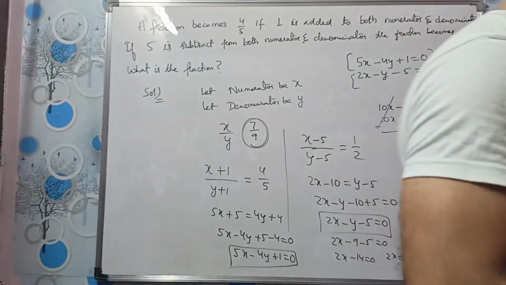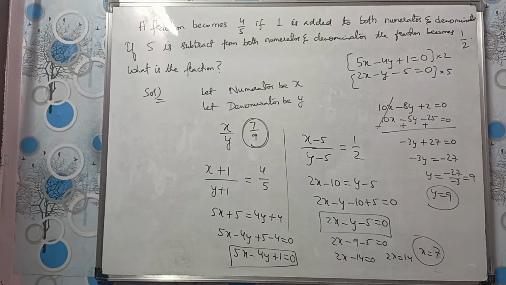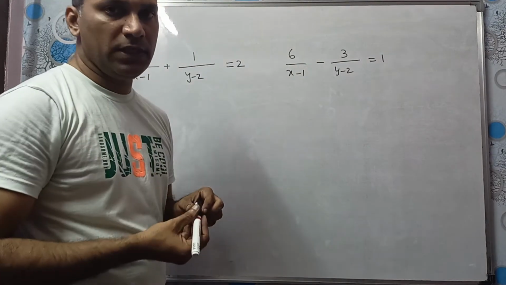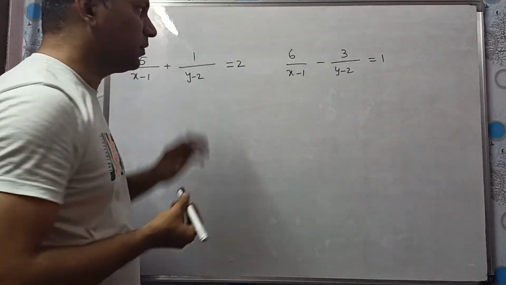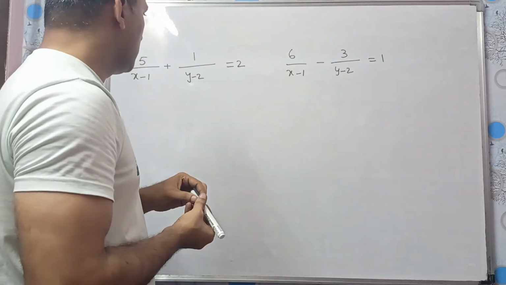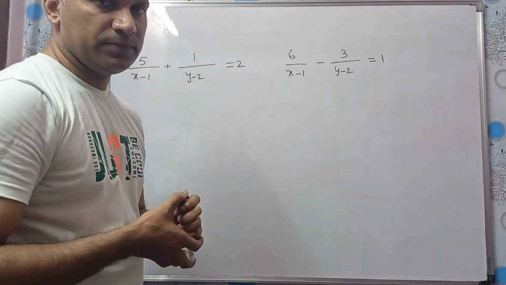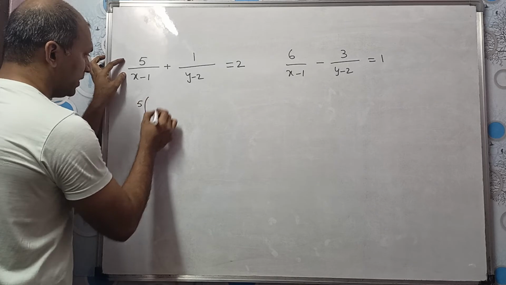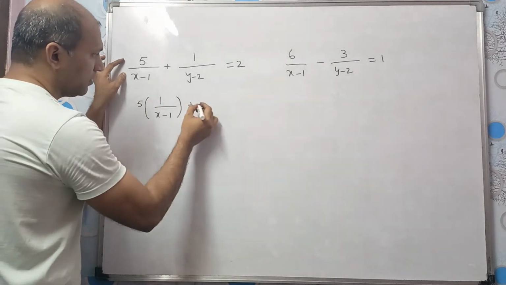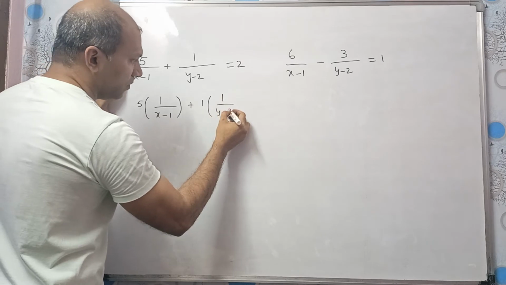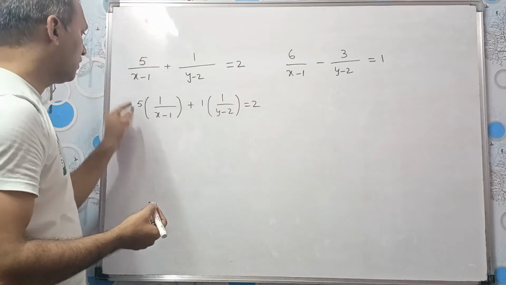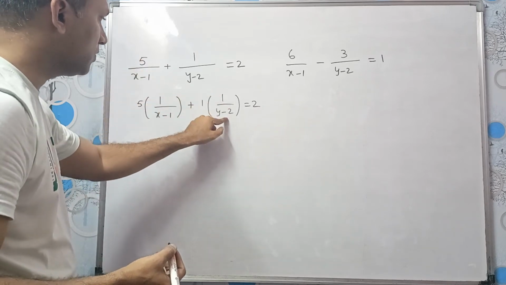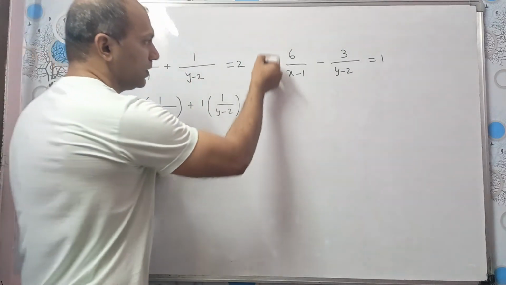Okay. Now we will learn reducible equations. See, these are reducible equations. We can reduce this into linear equations in two variables. Alright, how should we do that? See, we can write this as 5 into 1 by x minus 1 plus 1 into 1 by y minus 2 is equal to 2. 5 into 1 will be 5 only, right? So this will be 5 by x minus 1 anyway. And this will be 1 into 1 by y minus 2. 1 by y minus 2 will only come.